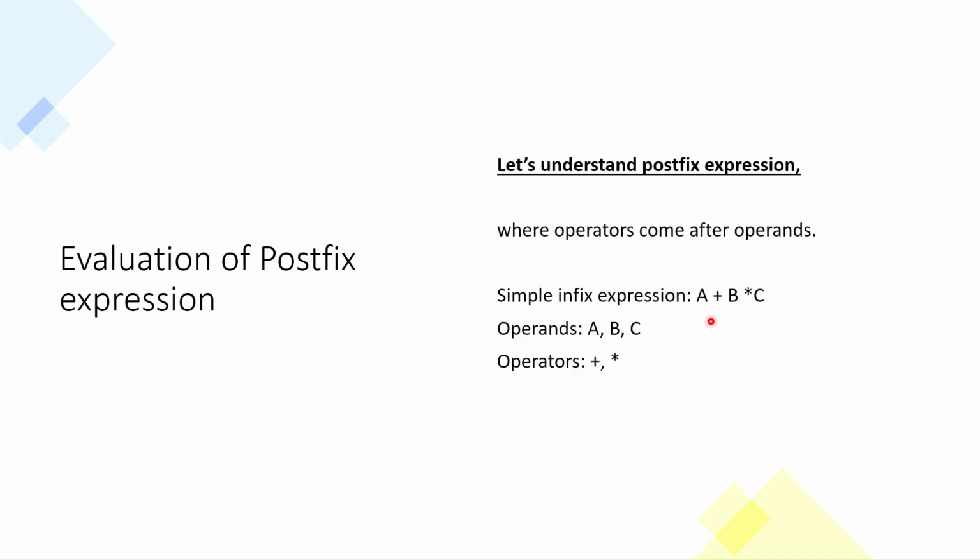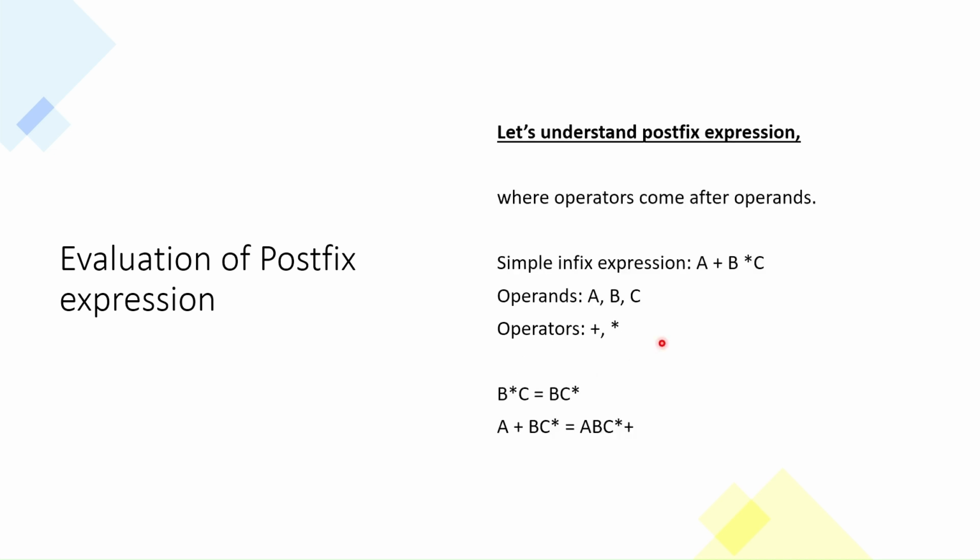Simple infix expression, and here you can see the operands are A, B, and C, and the operators are addition and multiplication. Now, when we are trying to convert this infix expression to a postfix expression, what we'll do is take the operands first and append the operator at last, like B, C, into, and then A, plus. First this is evaluated and then A is added. So A, B, C, star, plus.